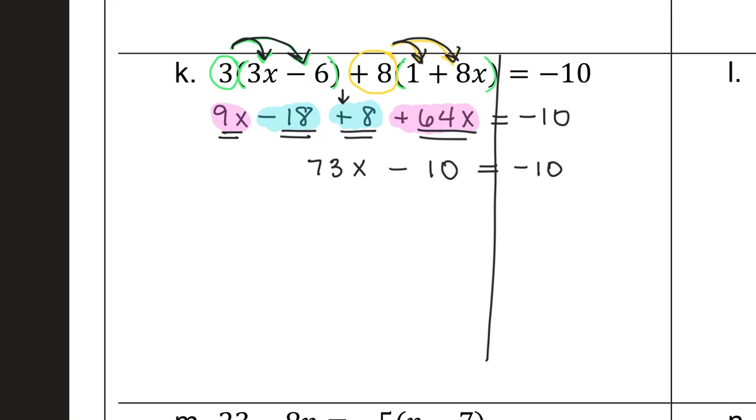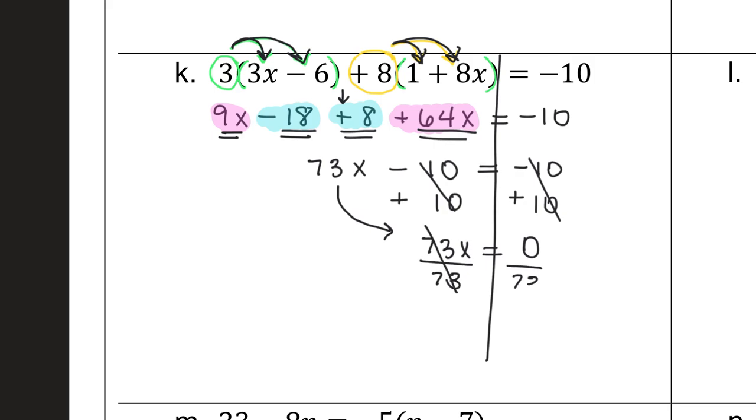Okay? Now we can move things from one side to the other. So this is just like the first page. We can add 10, those cancel, add 10, those also cancel. So what happens is we still have this 73x, but that's going to equal 0, which is fine. And now we can still divide by 73. But when we divide by 73, we just get 0. So x equals 0 for that one.